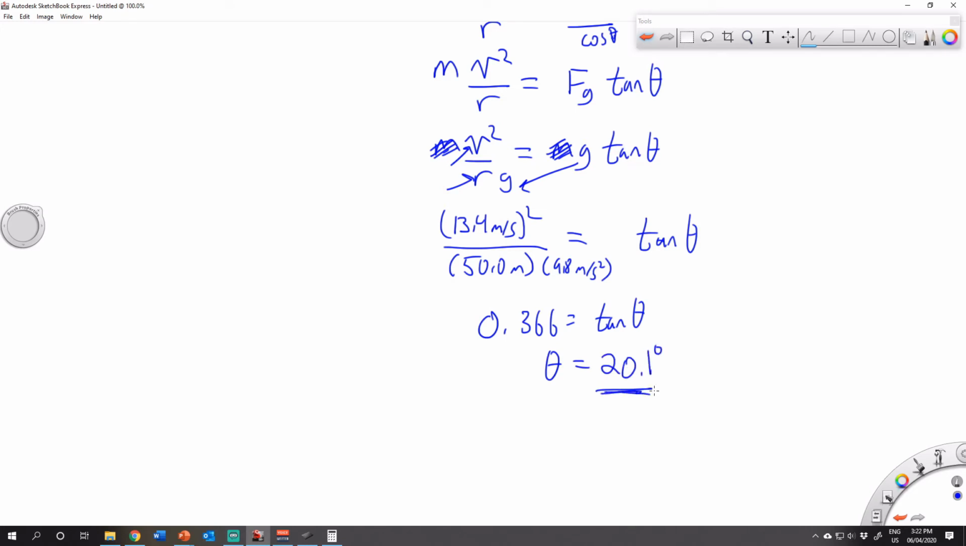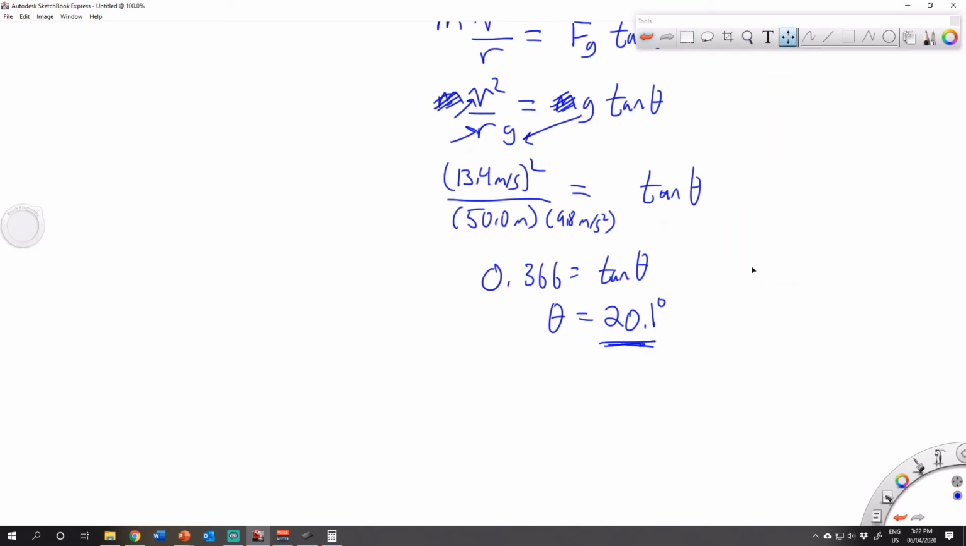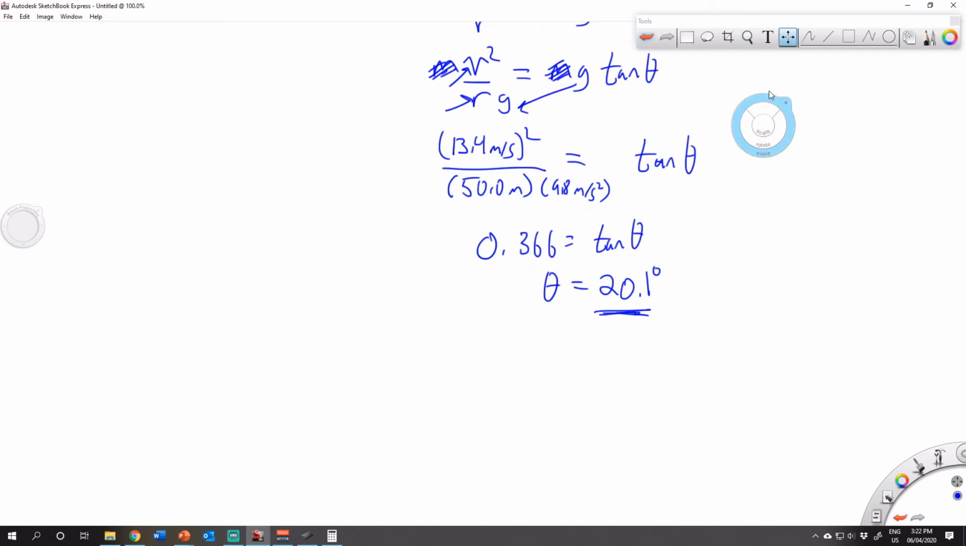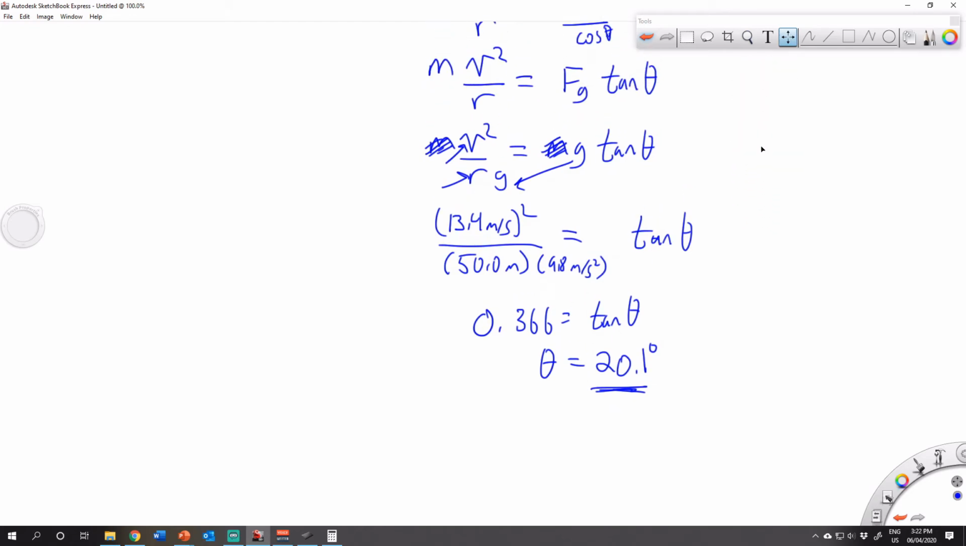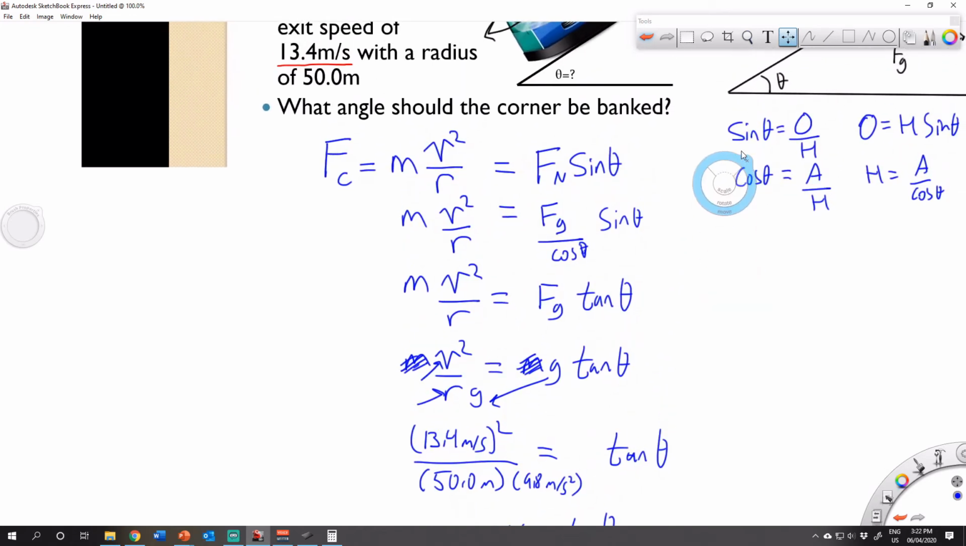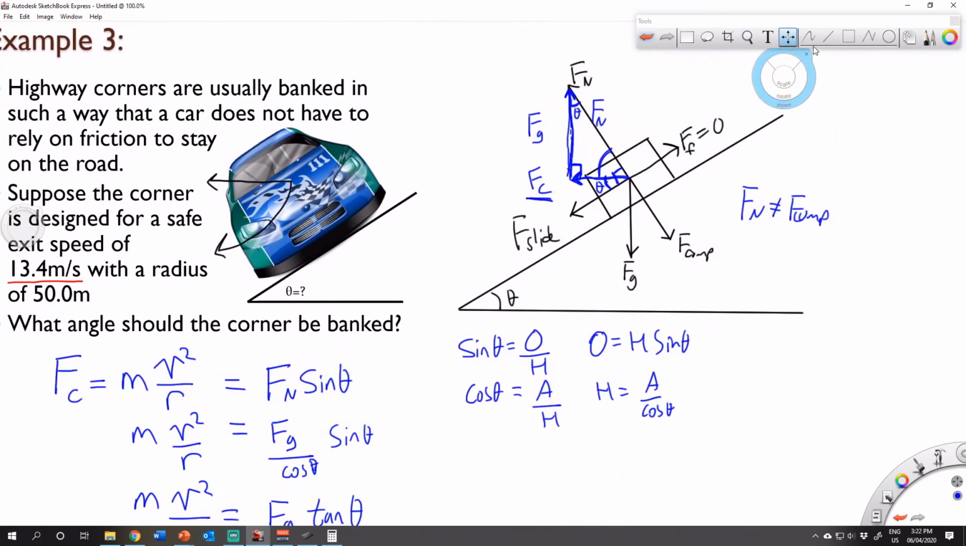Yeah. So if you build the road with a bank of 20.1 degrees, cars should be able to travel around it at 13.4 meters per second without falling off. Falling off could mean whether it is sliding up this way or sliding down that way.